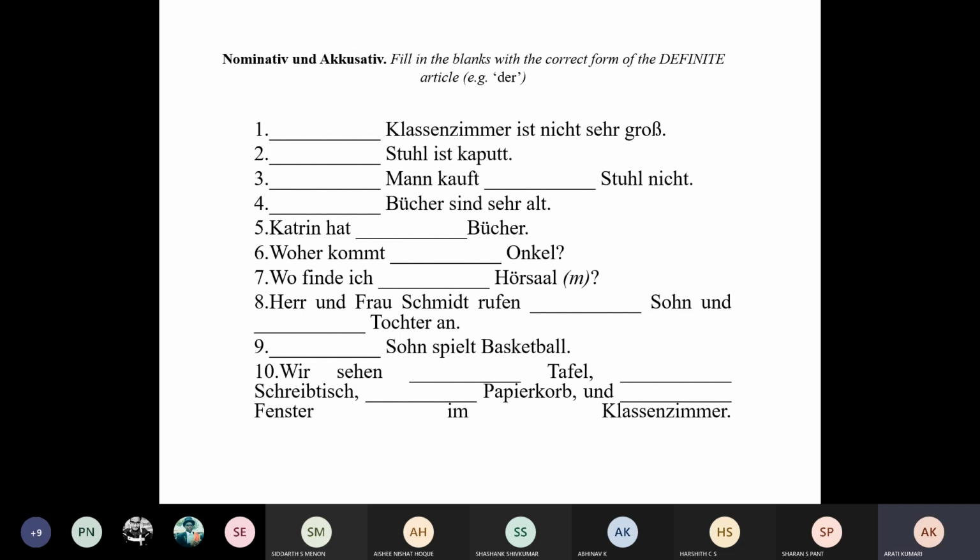Instruction is in English, so you can see it. What we have to do? We have to put only definite article. No? So how do we know? First, to fill the definite article, we have to have two knowledge. Knowledge of the gender of the noun, and second thing, knowledge of the case. You should know the gender and you should also know the case. Okay, then it works.